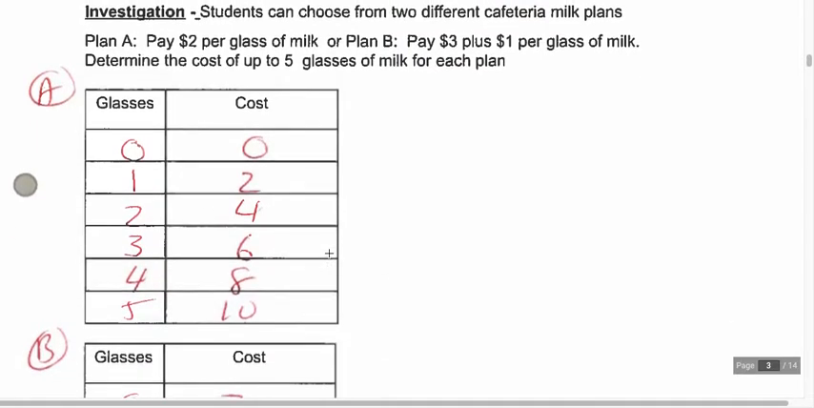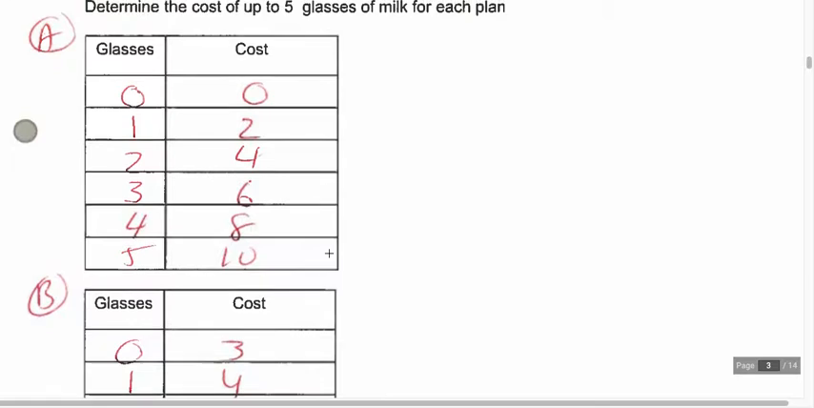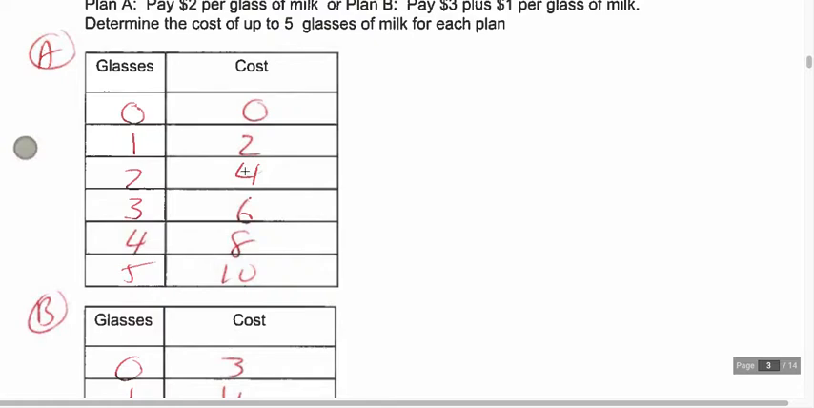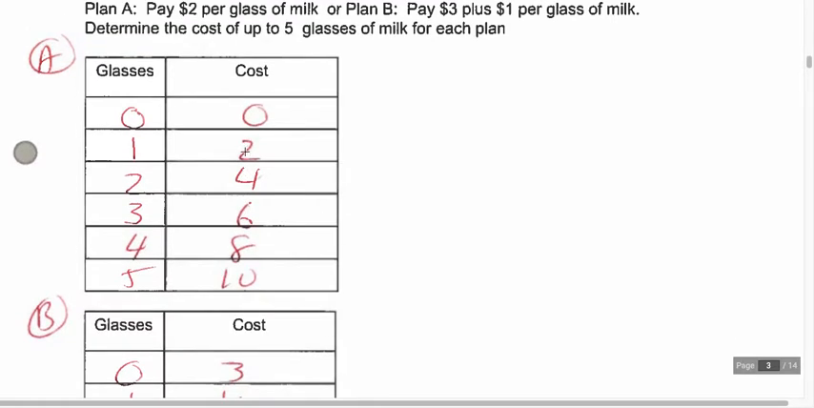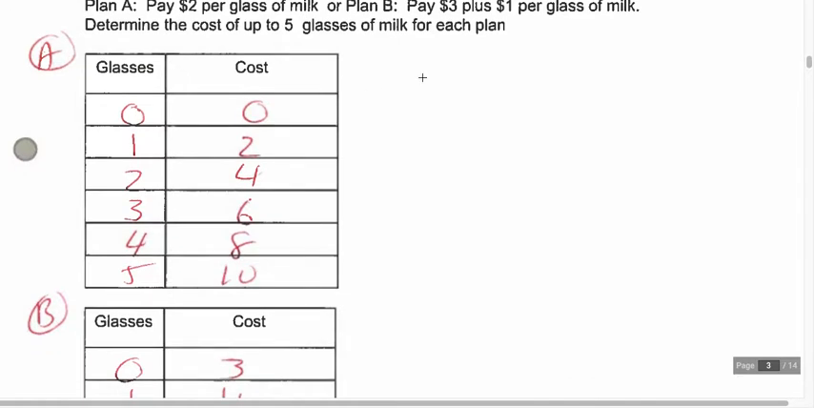So here's a situation. We have milk plans in a cafeteria. So let's say you go to school and you want to buy milk. There's 2 options. One, you pay $2 every time you get milk. So there's not really a plan. You just walk in there and you pay $2 for a glass of milk. It says glass, so we'll go with glass. Plan B, so that's plan A. Plan B says you pay $3 up front and then you only pay $1 per glass of milk.